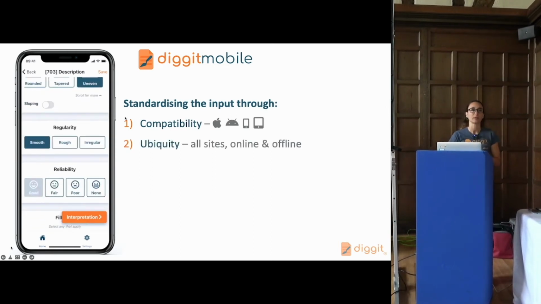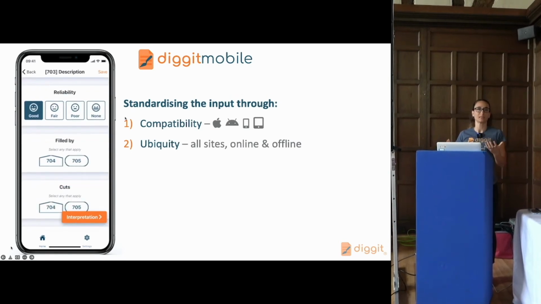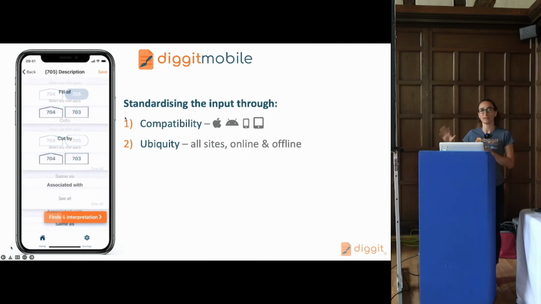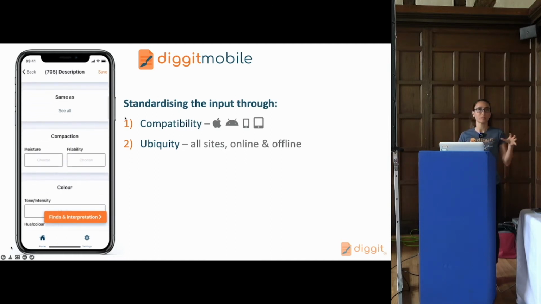Next principle is ubiquity. For achieving standardization, you need to be able to use all your sites, on the small sites, the big sites, the trenching sites, the open area ones, and also the ones that are completely remote and offline versus the ones that have connectivity. So Diggit works everywhere.